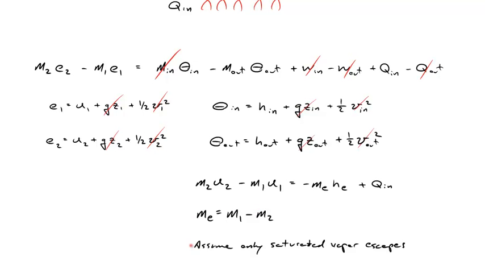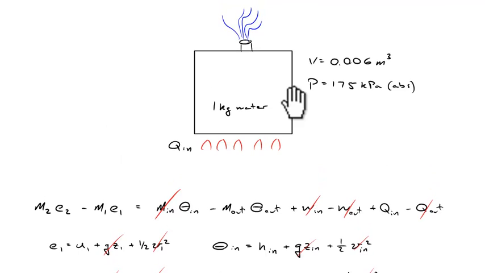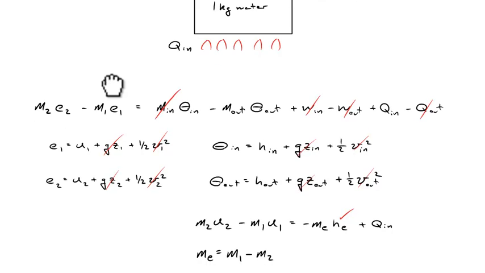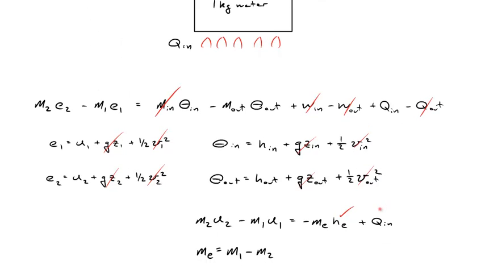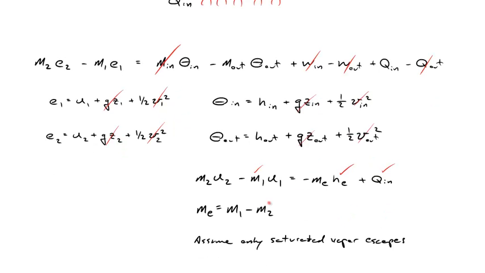If we make the assumption that only saturated vapor escapes, that means we know the enthalpy of the steam leaving, because we know that the pressure is 175 kilopascal, and we know it's saturated vapor that's leaving the system. That's always saturated vapor. That enthalpy is steady; it doesn't change over time. So we know that. What else do we know? We know the amount of heat coming into it. M1 we do know: it's 1 kilogram of water originally. So what else do we need to know? What we want to find is how much mass is left in the kettle at the end of the cooking period.